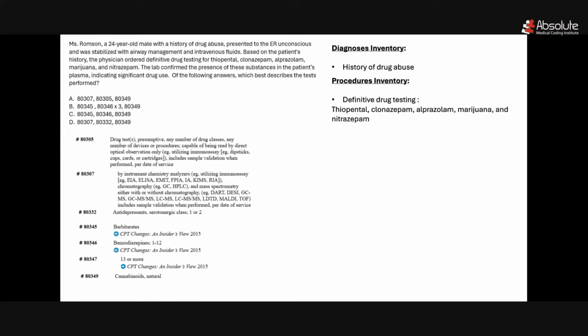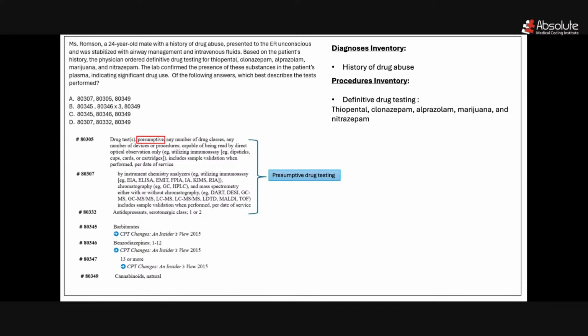So these tests were performed on the following drugs, and these are the code options. Options 80305 and 80307 both code for a presumptive drug testing. It's very clear from the scenario that we had a definitive drug testing, not a presumptive drug testing, which eliminates option A and option D. Okay, no one went for option A and D. That is excellent. So we are left with option B and C. I know you were confused between option B and C, so let's see which is going to be the correct answer.